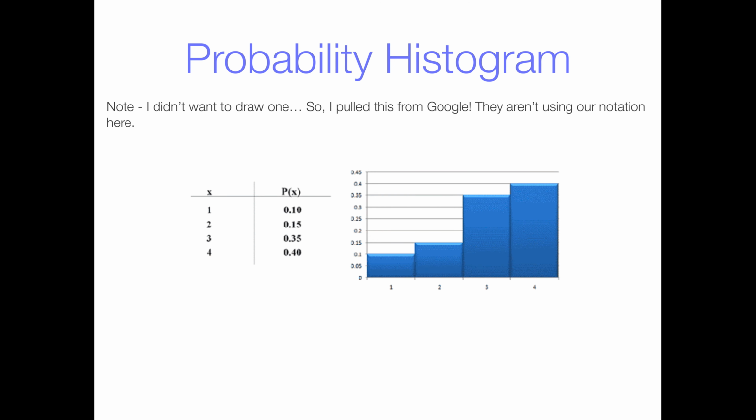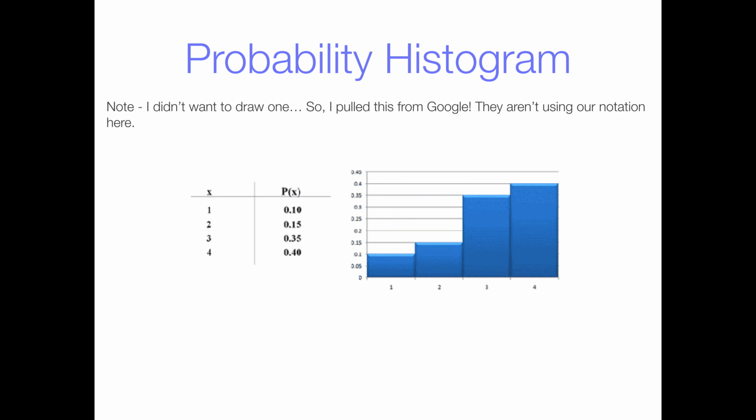So the graph of a PMF is called a probability histogram. On the x-axis, you have the possible values that x can take, and on the y-axis, you have the probabilities. Over on the left, we have a PMF table. Note their notation is a little different than mine. They have a p of x instead of an f of x. We're using f of x.